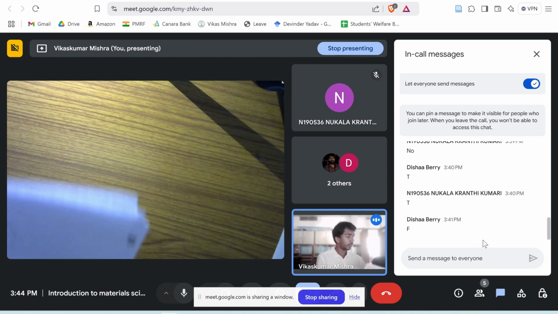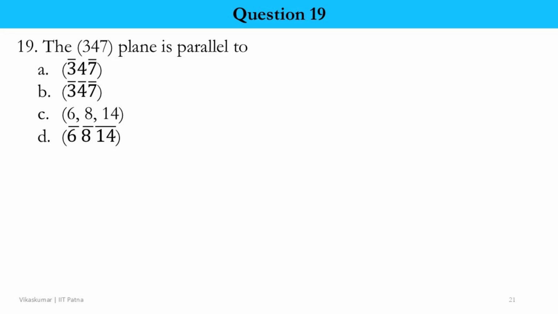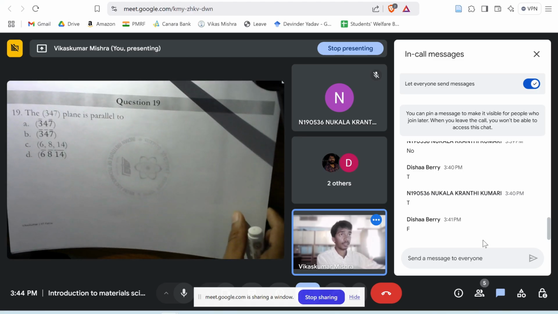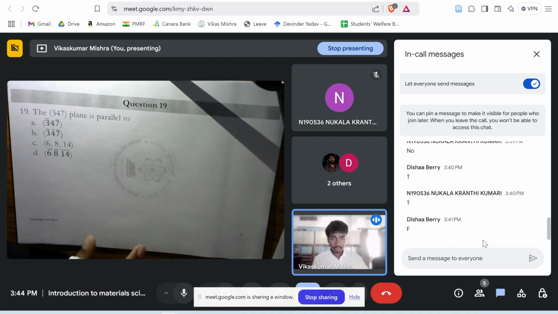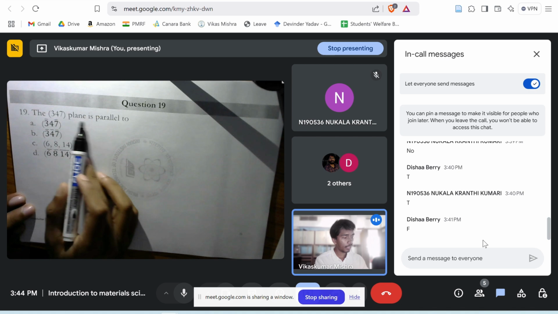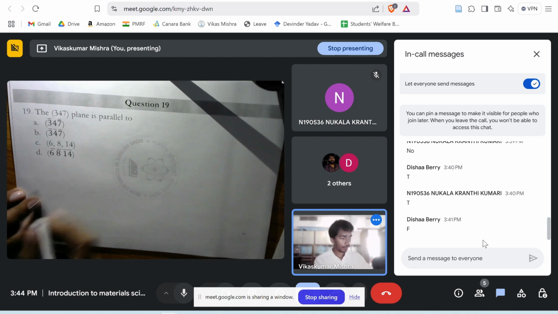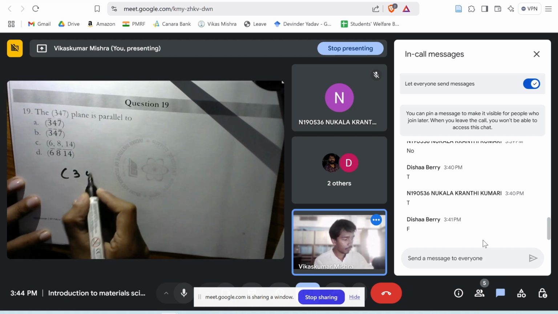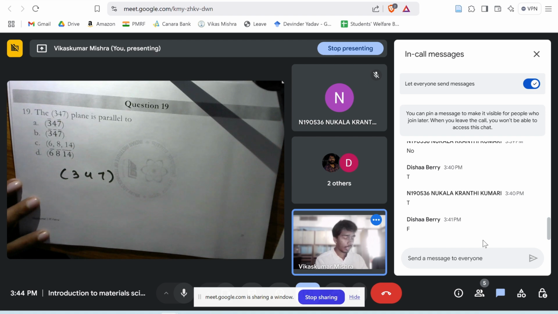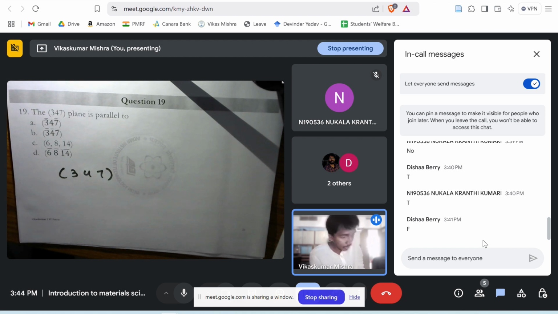Okay, I repeated the question. Let's move to the next one. From here onwards you will find similar types of questions in the assignment. The 3 4 7 plane is parallel to which one? We have a particular plane, 3 4 7. Among A, B, C and D, this plane is parallel to which plane? Can anyone answer this?